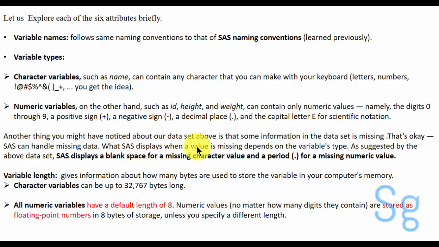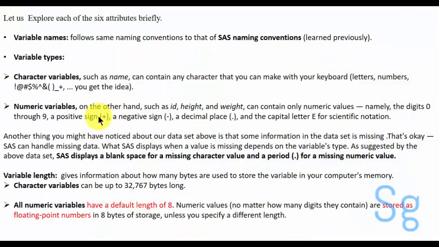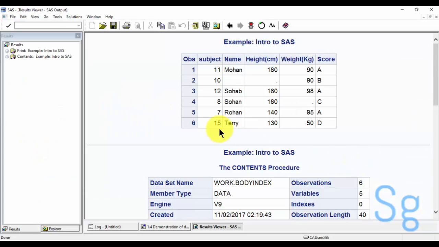What SAS displays when a value is missing depends on the variable type. As suggested by the above dataset, SAS displays a blank space for a missing character value. As you can see, this is a blank space for a missing character value, that is name, and similarly a period for a missing numeric value. As here you can see, here is a period for a missing numeric value, that is height, and similarly for weight.